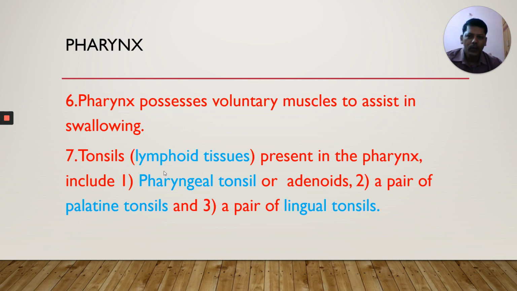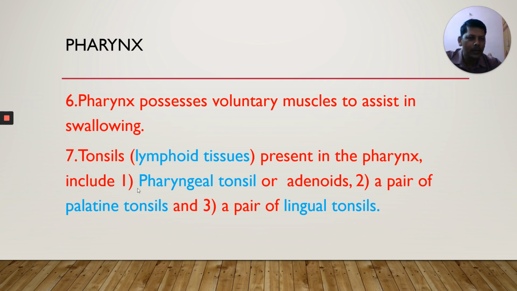So what is meant by tonsil? Tonsil is a lymphoid tissue. Tonsils are made up of lymphoid tissue. We will learn more about tonsils in the immune system. Tonsils are very helpful to us. They protect us from bacterial infections. The first point, tonsils are made up of lymphoid tissue. Where are they present? They are present in the pharynx.